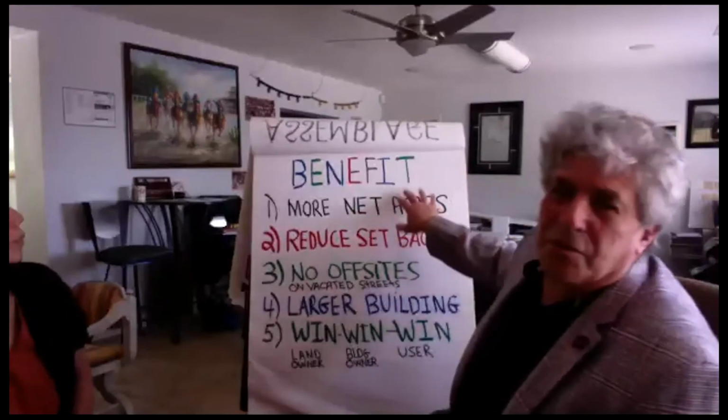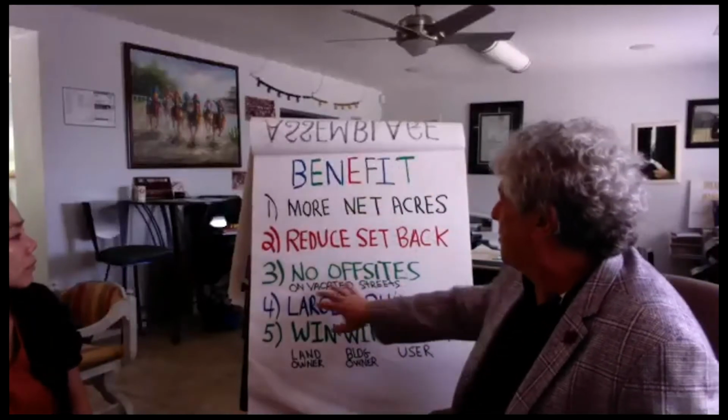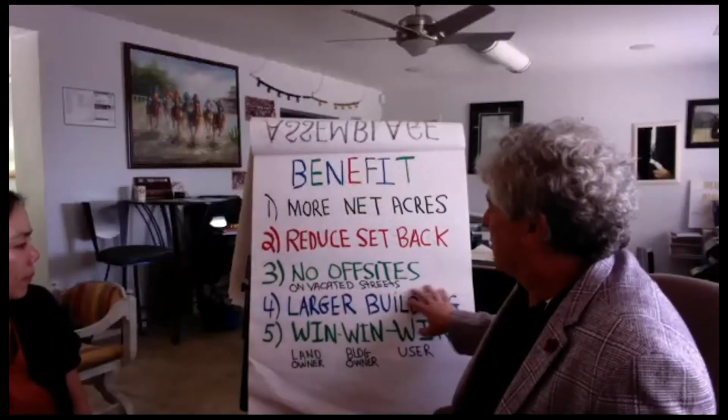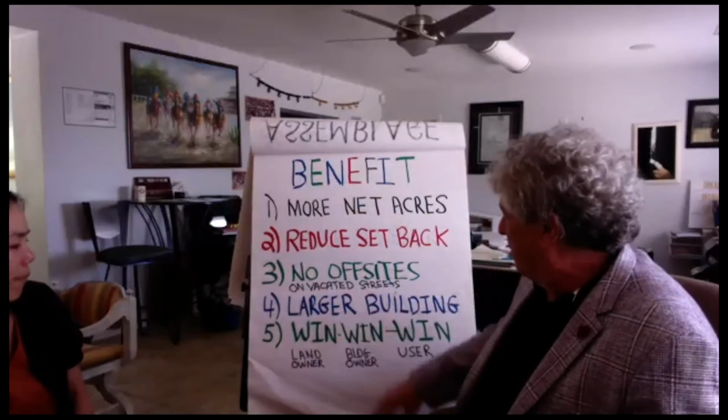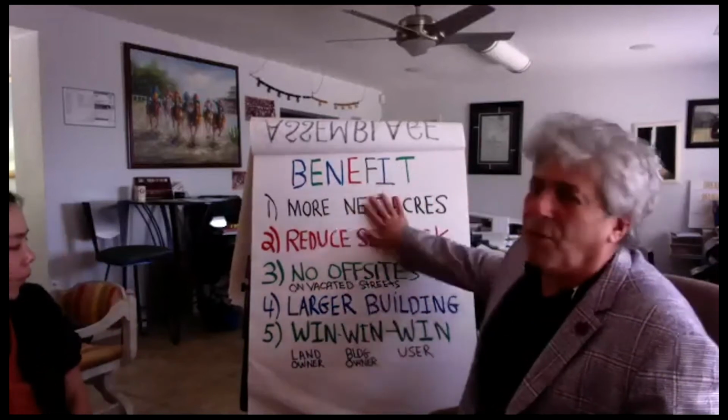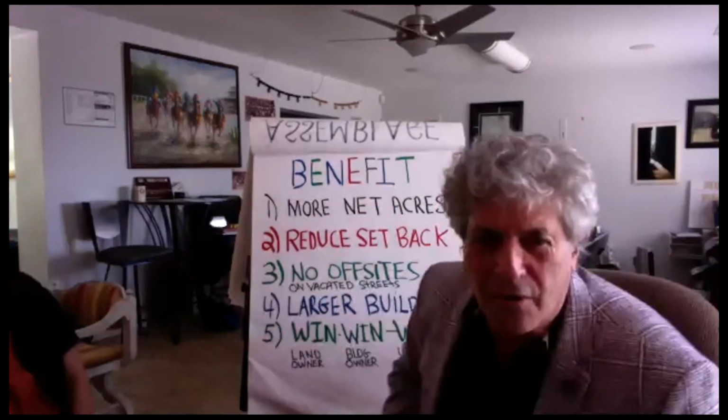First of all, the assemblage, you have to see this. You get more net acreage. We talked about that. You reduce your setbacks, no off-sites, larger buildings, win-win-win: landowner, building owner, user. This is a grand slam to put a 40-acre industrial park together, like the one I just showed you.